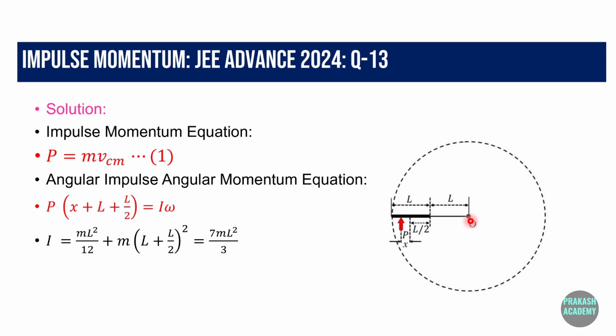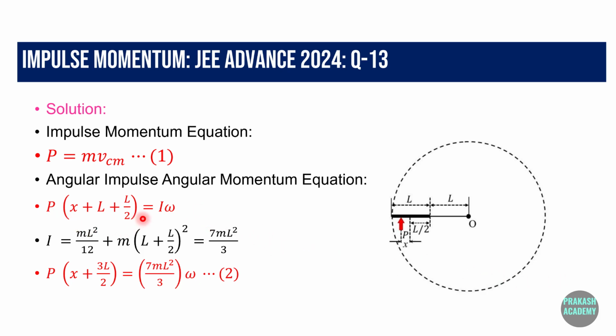ml square by 12 plus mr square, where r is the distance from the center of mass to this point, that is L by 2 plus L. So that is L by 2 plus L, so mr square. So this is equal to 7 ml square by 3. Let's call this equation 2.